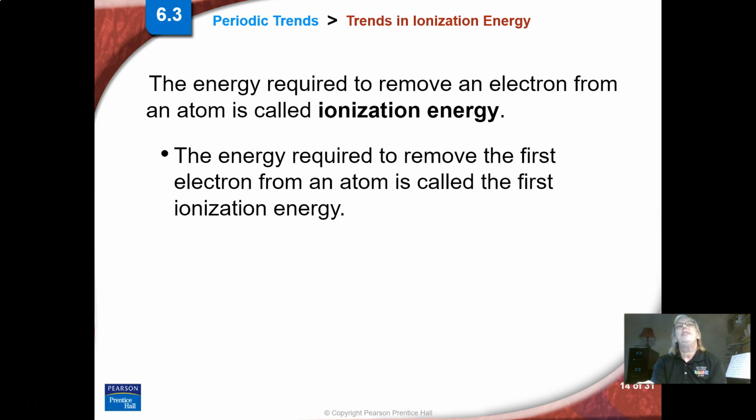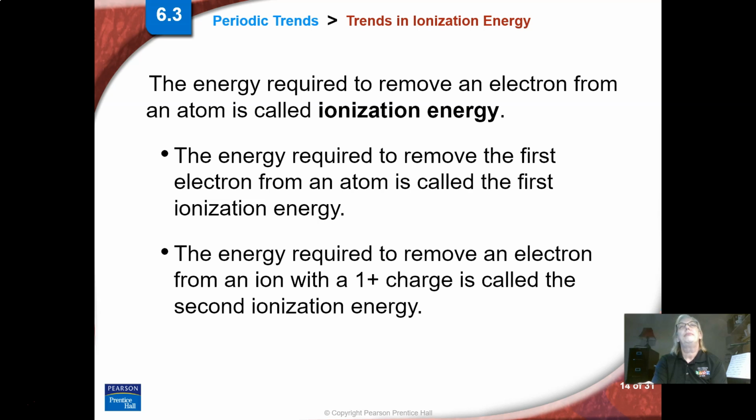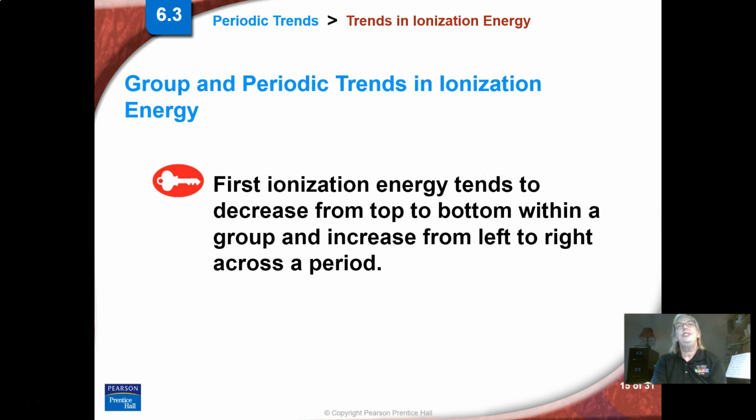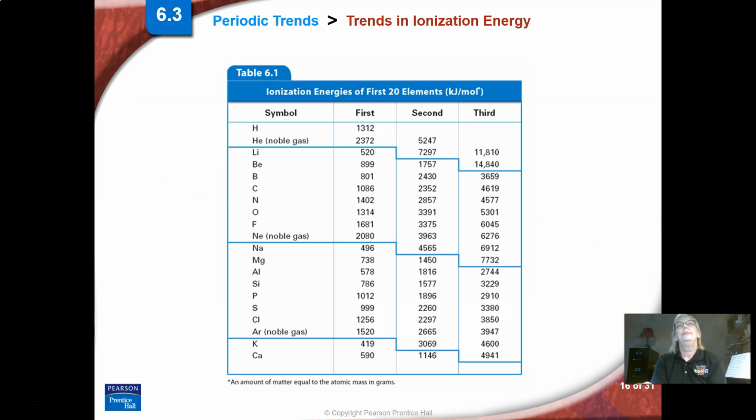So the energy required to remove the first electron is called the first ionization energy. After you remove an electron, you become an ion with a +1 charge. And then you can remove another electron, and that's called the second ionization energy. So the trend is the energy tends to decrease from top to bottom and increases from left to right. So here's all the numbers. So if you go left to right, small to big, small to big.